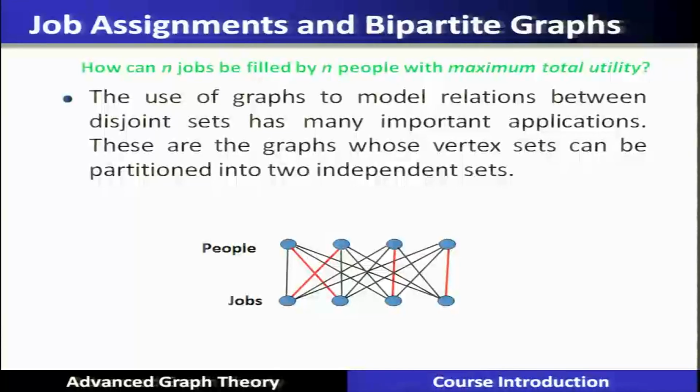Graph as a model is used in different applications. For example, how can n jobs be filled by n people with the maximum total utility? We can represent the people as dots and the jobs as dots on the other side, and connect them. Not every person can do every job, so the dots for the people eligible for a particular job are connected to it. The idea is how to fill these n jobs by n people so that it gives the maximum utility. This kind of problem can be modeled as a graph, and such graphs are called bipartite graphs, which we are going to cover in this part of the course.